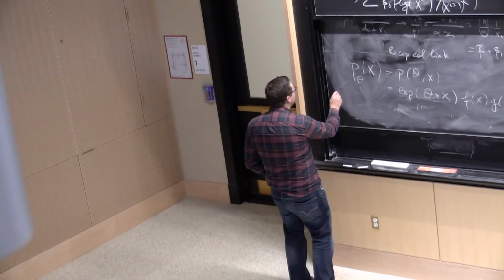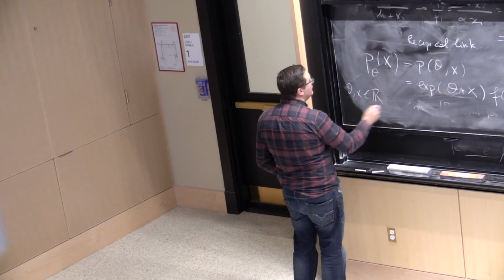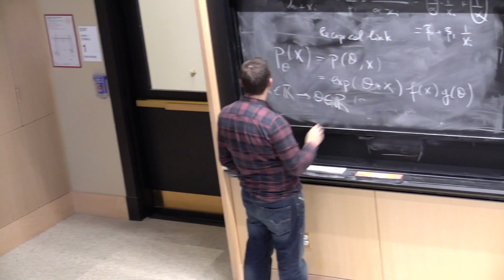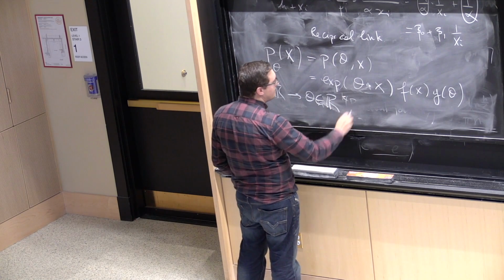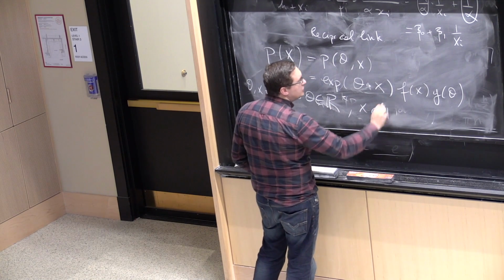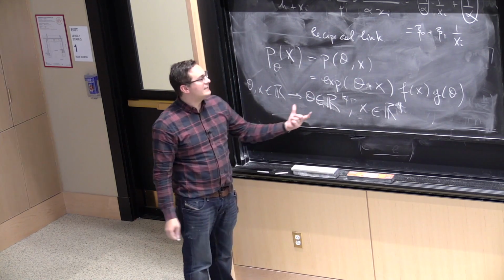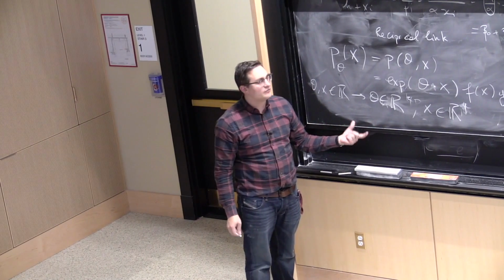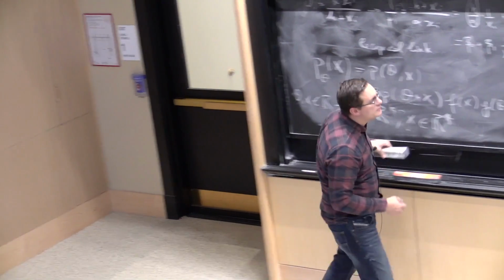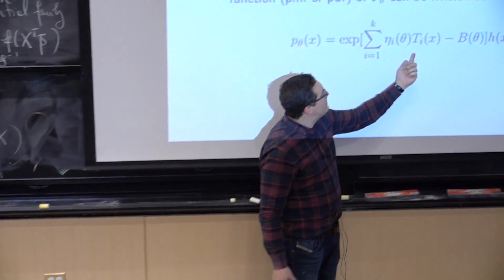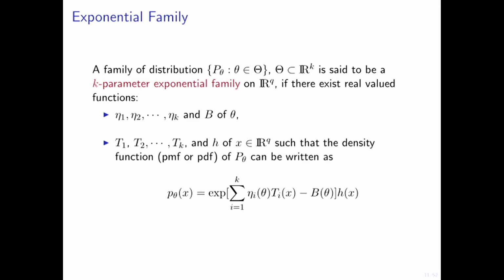If I want to go from theta and x in R to theta in R^k and x in R^q, I cannot take the product of theta and x. I cannot even take the inner product between theta and x because they're not of compatible dimensions. But what I can do is first map my theta into something and map my x into something so that I end up having the same dimensions, and then I can take the inner product. That's the natural generalization of this simple product.